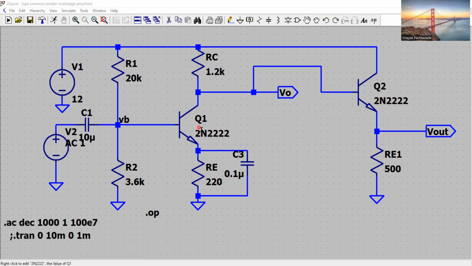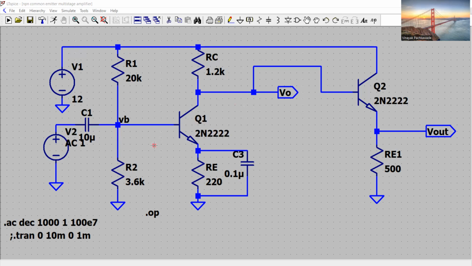Without RE, the output will be minus gm times RC, and with RE, the output will be equal to the gain times the input, and the gain is set by the ratio of resistor RC and RE. So you don't really have any dependence of gain on temperature here. It is independent of it.